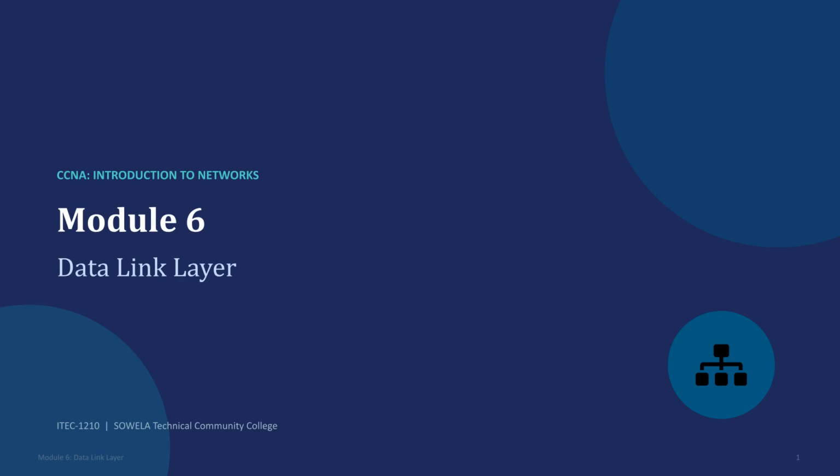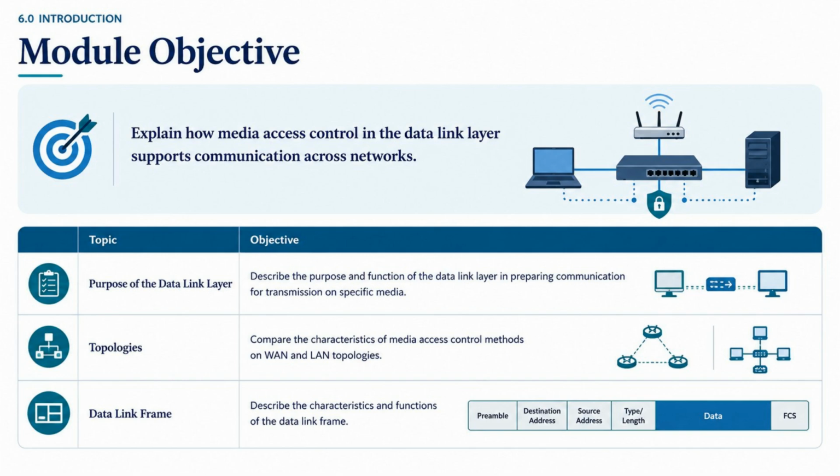Welcome to Module 6, Data Link Layer. This picks up right where Module 4's physical layer left off. Now we cover how frames actually get placed onto that physical media and addressed correctly. Frame it as the layer that turns raw signals into something a NIC can actually recognize and act on. Objective: explain how media access control in the data link layer supports communication.